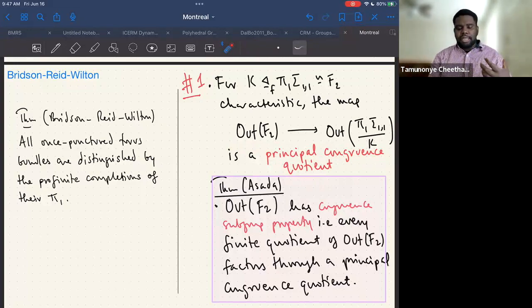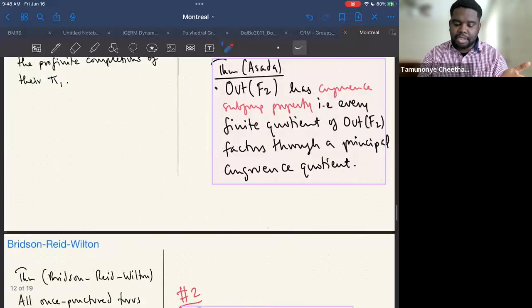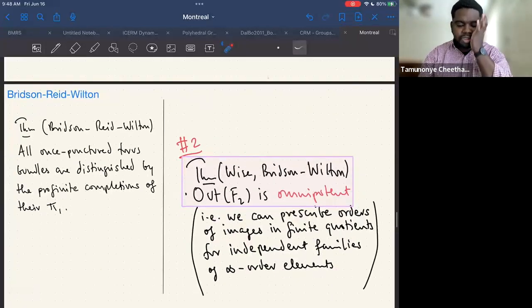So it's a theorem of Asada that Out(F2) has the congruence subgroup property. And there's an older question of Ivanov asking this for more general surfaces, and I point people to the work of Autumn Kent, the work of Ben McReynolds, and so on. Not only is CSP used, the other thing is that Out(F2) is omnipotent, due to Wise and Bridson-Wilton. And what omnipotence means is that we can prescribe orders of images in finite quotients for independent families of infinite order elements. That's a mouthful.